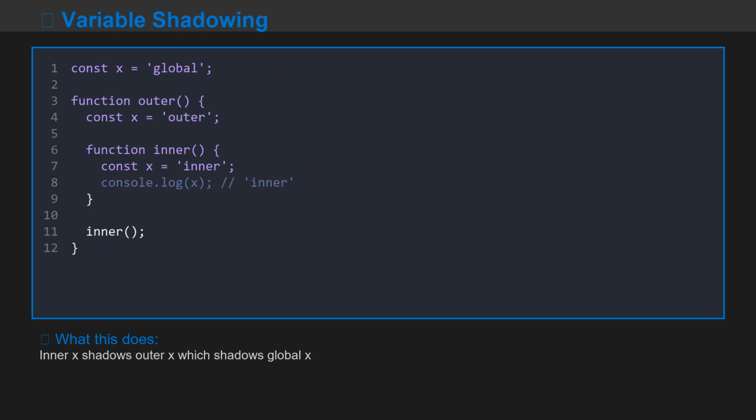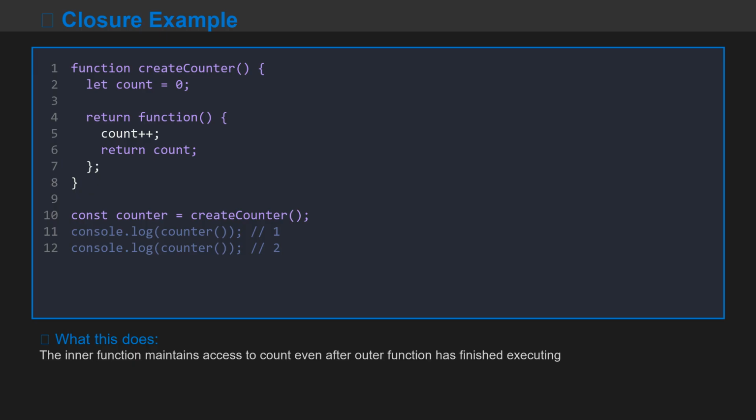Here's an important concept called variable shadowing. We have three variables all named x. The inner x shadows the outer x, which shadows the global x. When we log x in the inner function, we get inner, because that's the first x JavaScript finds in the scope chain.